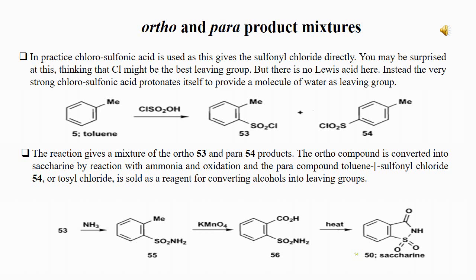Tosyl chloride is common in the market as a reagent for converting alcohols into leaving groups, and 53 will be converted by the reaction with ammonia into 55, then oxidized with KMnO4 to give 56, and then heated to give the imide 50, that is saccharine.